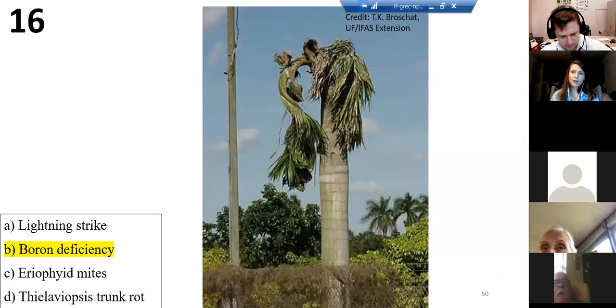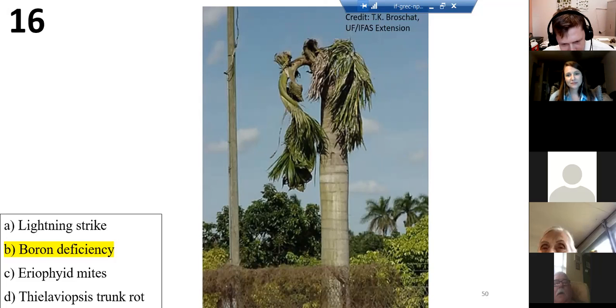Okay. How about number 16? So that was a tricky one too, right? Yeah, we got a split here between lightning strike and trunk rot caused by T. leviopsis. We got 19% for boron deficiency. Okay. Do you want to comment on that?